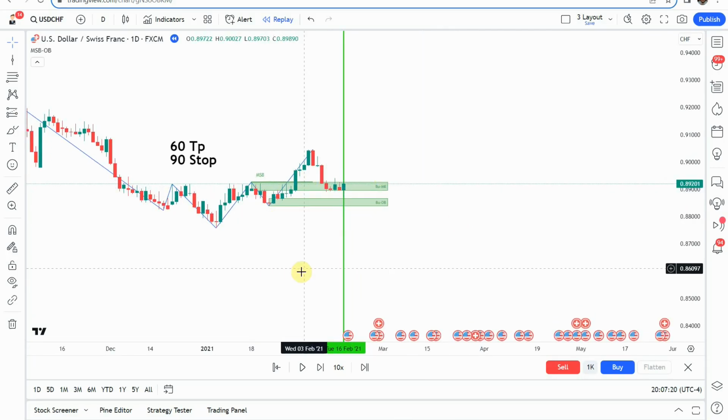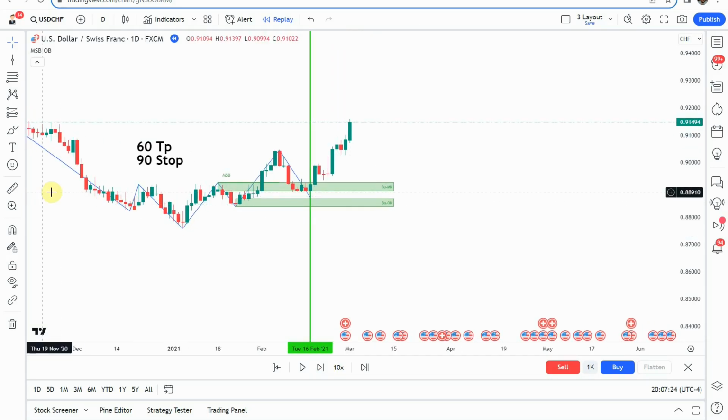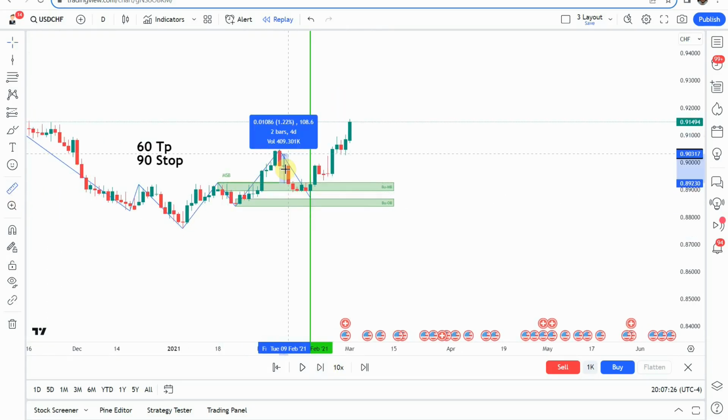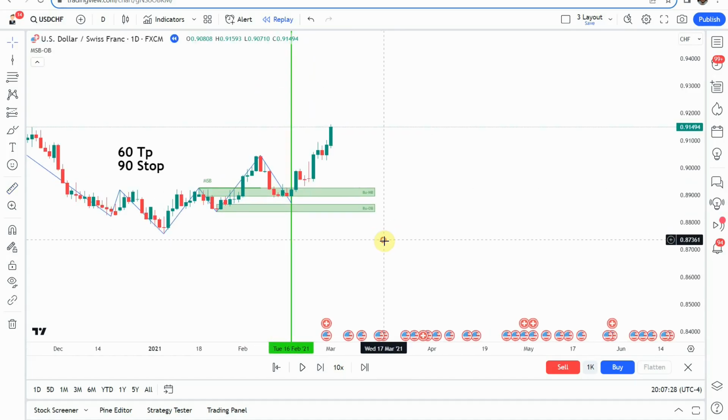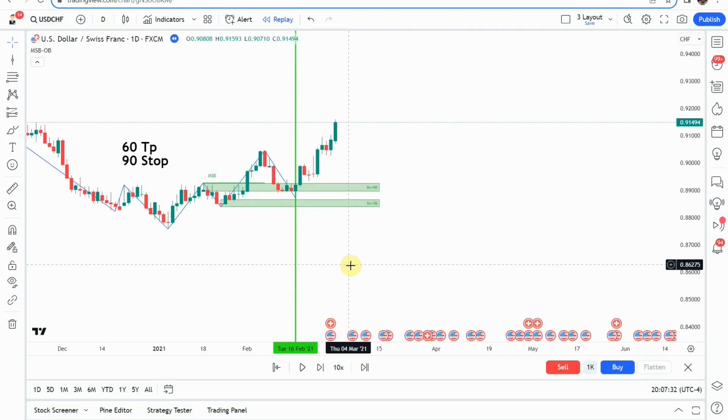And so it can be a little deceiving just looking at it on screen without actually doing the bar replay. And so let's go ahead and play this forward here. And we get a nice push to the upside there, which does get us to our take profit. Let's go ahead and continue on.